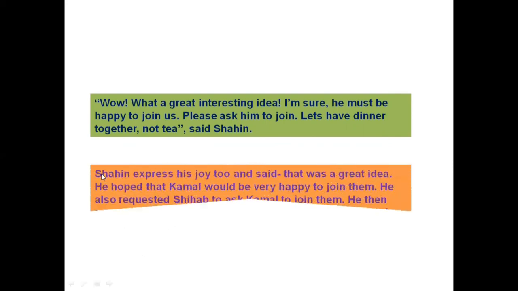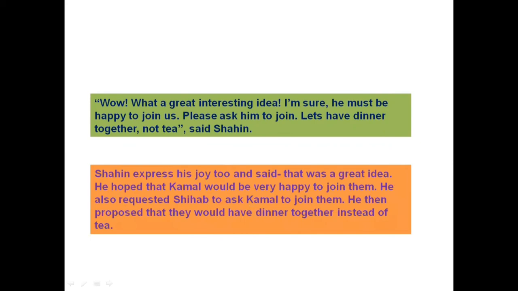Here is the change. Shaheen expressed his joy too and said that was a great idea. He hoped that Kamal would be very happy to join them. He also requested Shihab to ask Kamal to join them. He then proposed that they would have dinner together instead of tea. Okay?